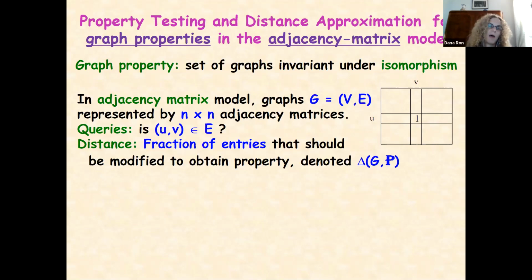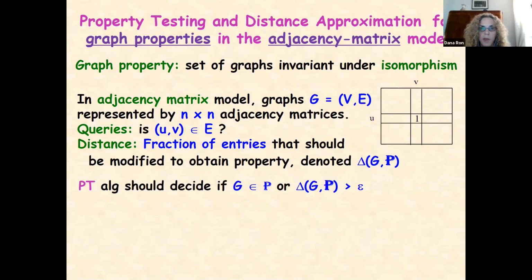So again, if the graph has the property, it's just 0. And if it doesn't have the property, then we need to modify it, add or remove edges. And here the fraction is with respect to the size of the representation of this object, which is n squared. And again, in passing, there are other models in which both the queries and the distance measure are different, but this is the model I'll be interested in.